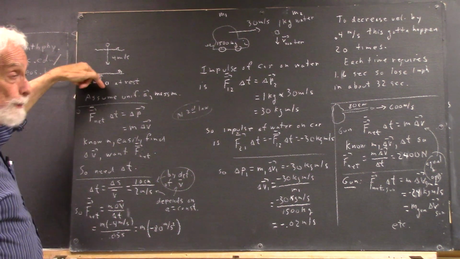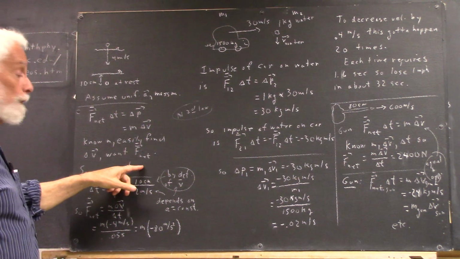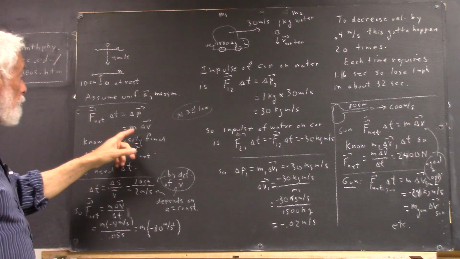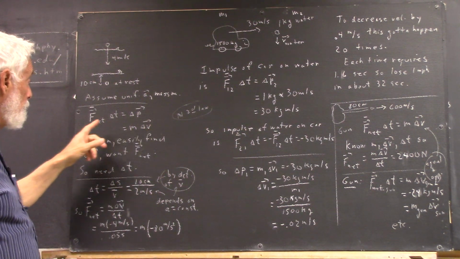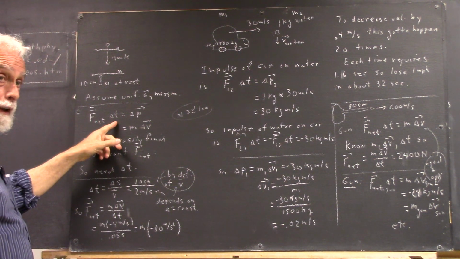It's from 4 meters per second to 0. That's negative 4 meters per second. And we want to find F net. Well, if we know m and delta v, what do we need in order to find F net? Well, we need delta t.